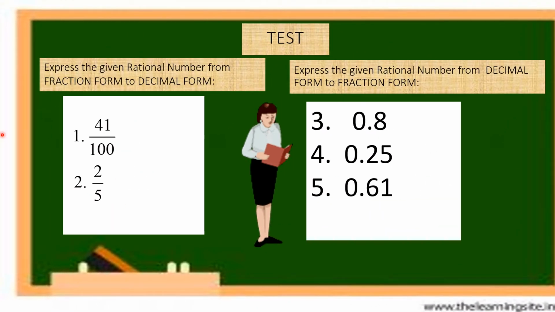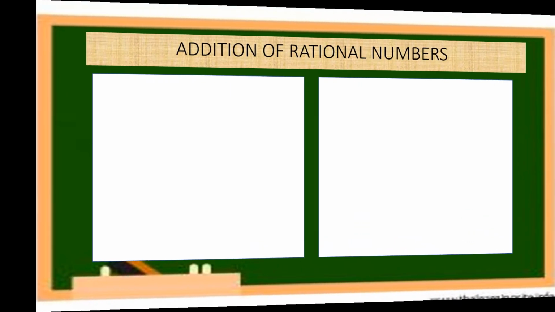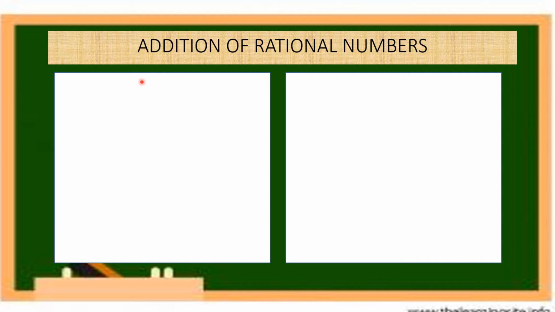We are now ready to answer your problem. Number 1, 0 and 41 hundredths. Number 2, 0 and 4 tenths. Number 3, 4 over 5. Number 4, 1/4. And last number, 61 over 100.